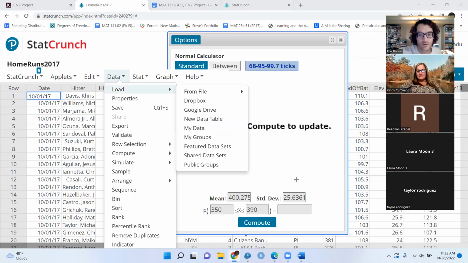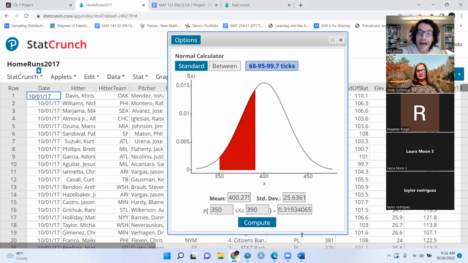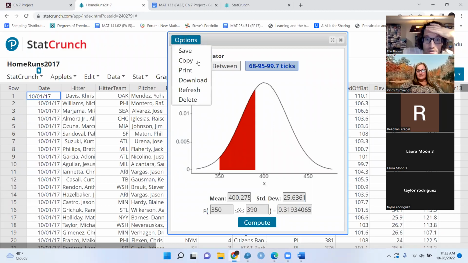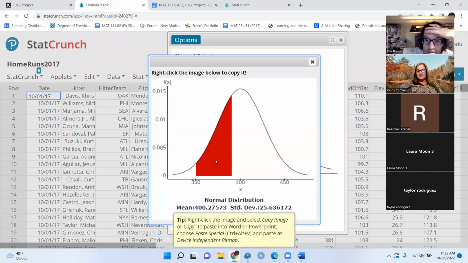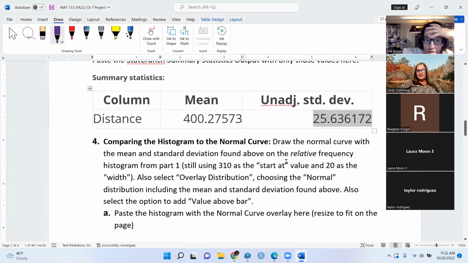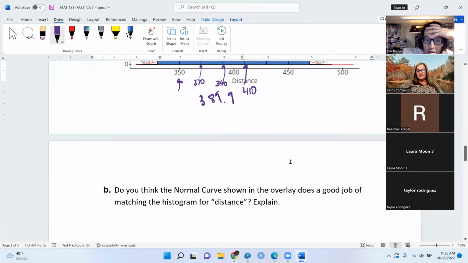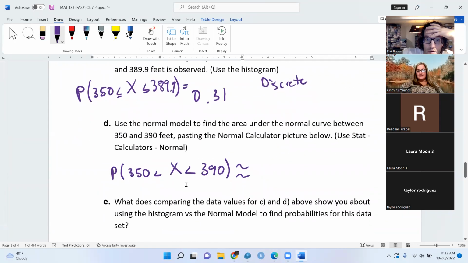All right. Okay, let's compute. Hey, look at that number. We're going to copy this picture and paste it into the document. So we'll do the same thing we did before. Options, copy. It creates a nice picture for us. Right click it, copy image. And we're going to paste that right here.